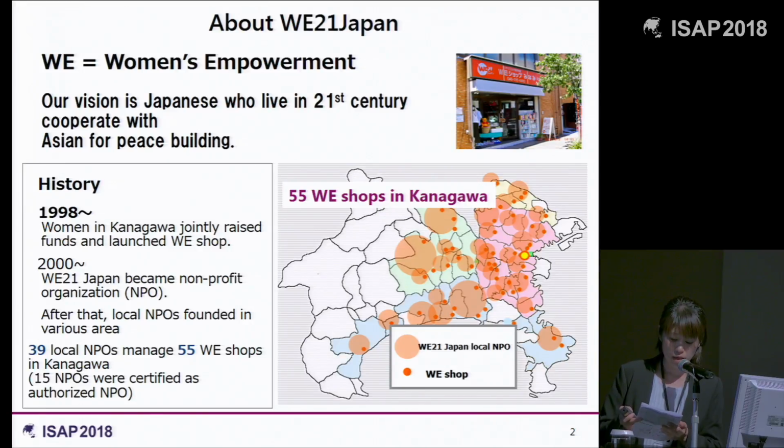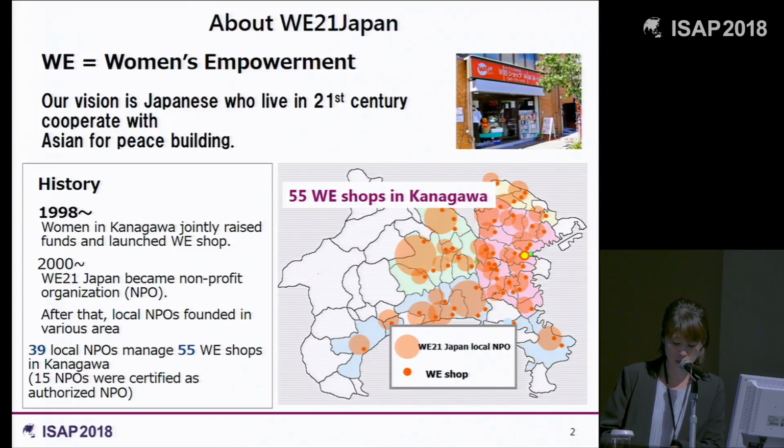So we are called We 21 Japan, and about 20 years ago, in 1998, it was started by women in their 40s who had completed child rearing. They contributed funds, and then they opened the first shop in Atsugi, the city of Atsugi in Kanagawa. I'll elaborate on the shop later on.